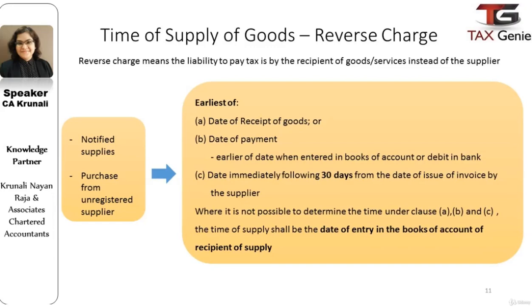In such cases, the time of supply of goods would be the earliest of the date of receipt of goods, date of payment, or the date immediately following 30 days from the date of issue of invoice by the supplier. It is to be noted that the date of payment is construed to be the earlier of the date when it is entered in the books of accounts or it is debited in the bank account. Where it is not possible to determine the time under all the above three cases, in that case the time of supply would be the date of entry in the books of accounts of the recipient of supply.